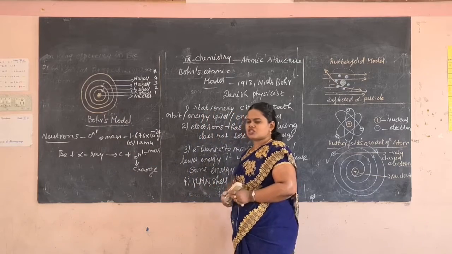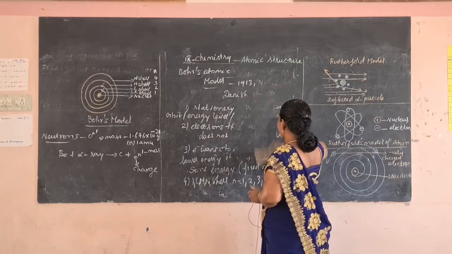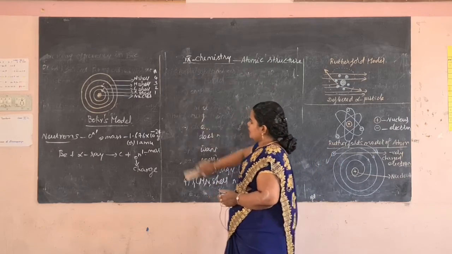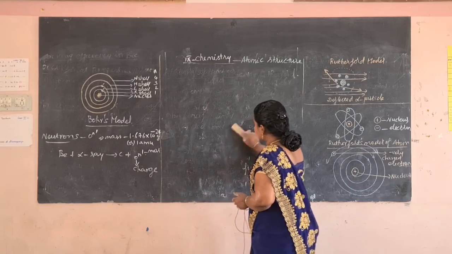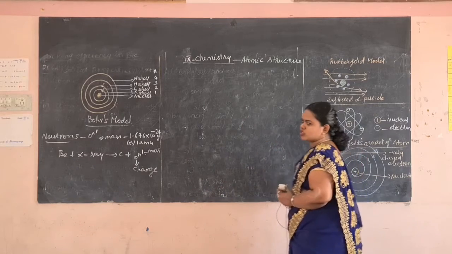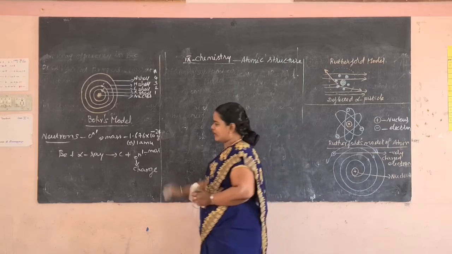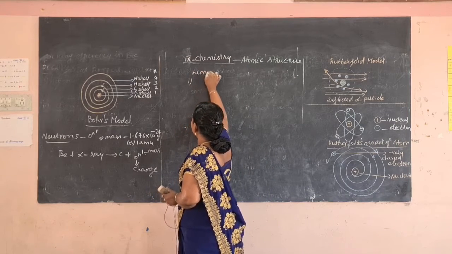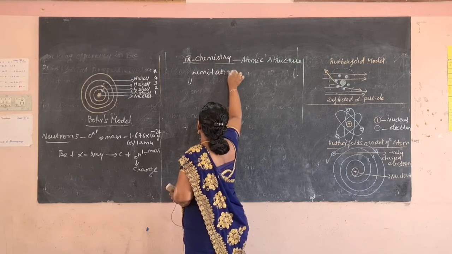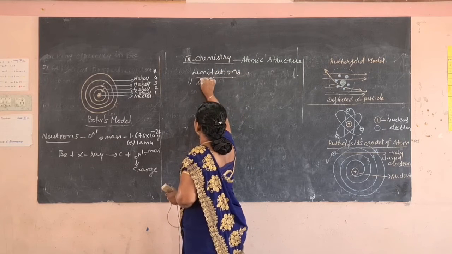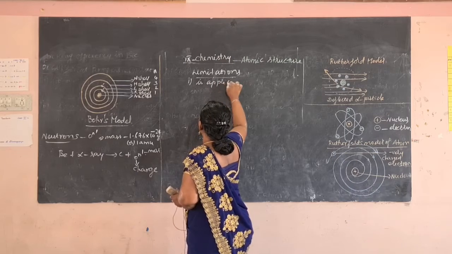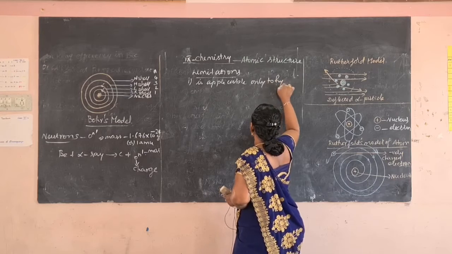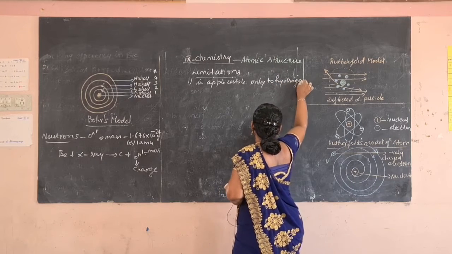Then what are the limitations of Bohr's model? Although it has some advantages, Bohr's model also has some limitations. What are the disadvantages of this Bohr's atom model? Bohr's atom model is applicable only to one electron species or hydrogen like species. So Bohr's atom model is applicable only to hydrogen like species.